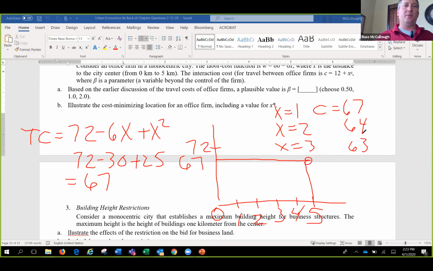We got 72 minus 24 plus 16. 4 is 64. And then we already did 5 was 67. So where does the firm want to locate? 3. So we minimize cost. Given these parameters at 3, our cost is going to be minimized at 63. So 63 or 3 is X star. So X star is 63 because it minimizes cost.